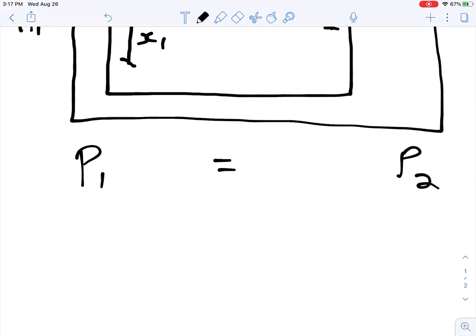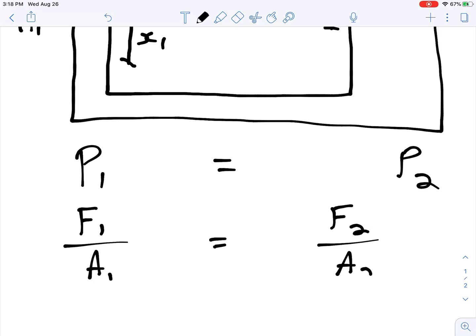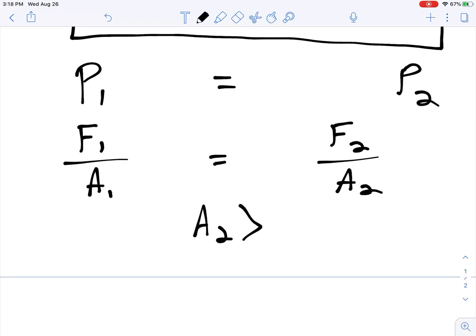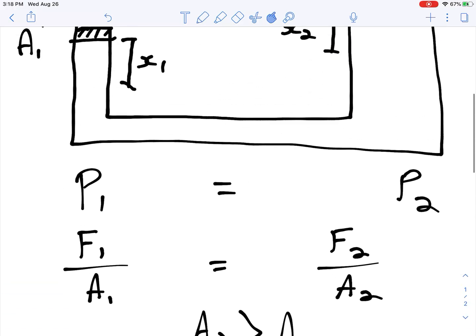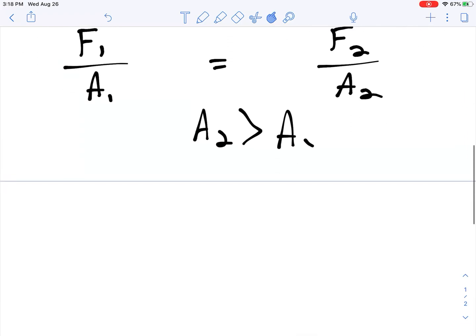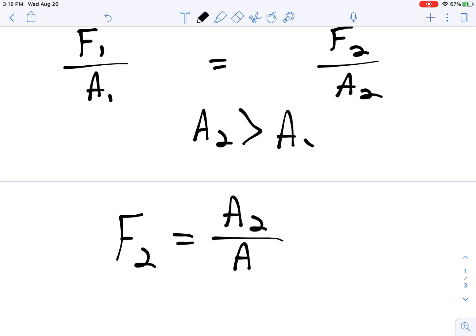Well, pressure is force per area, and that has to equal the same force per area. Now, the areas are not the same. You will have noticed that Area 2 is bigger than Area 1. Area 2 is much bigger than Area 1. So, if we do a little bit of algebra, you can see that F2 is going to equal A2 over A1 times F1.